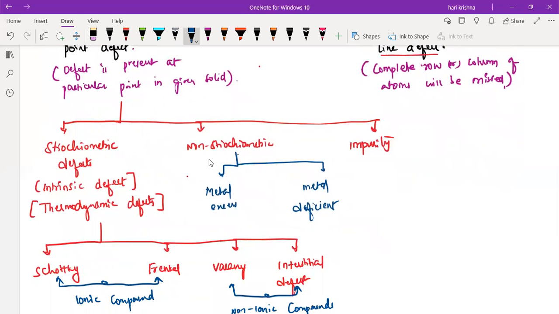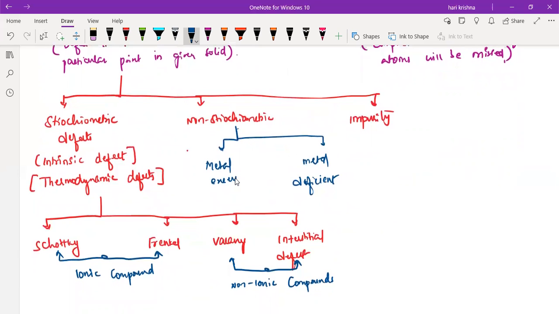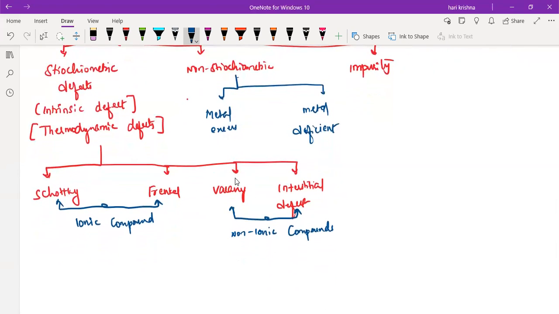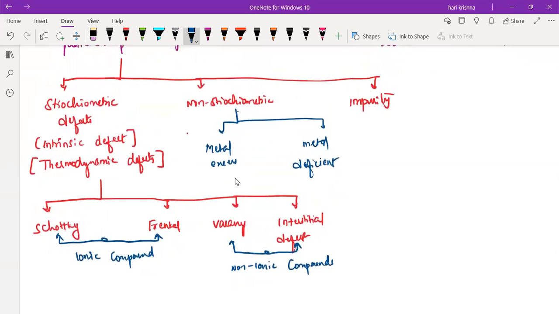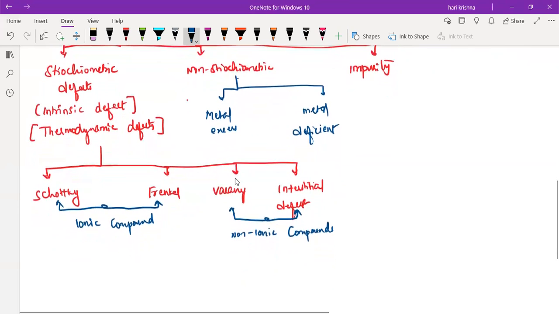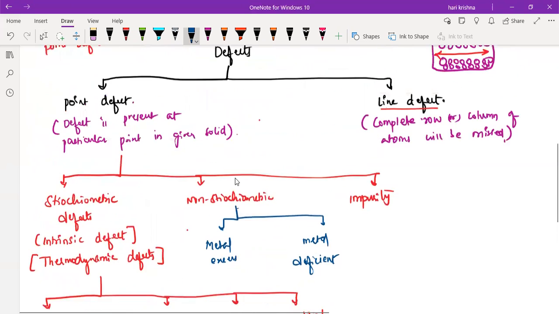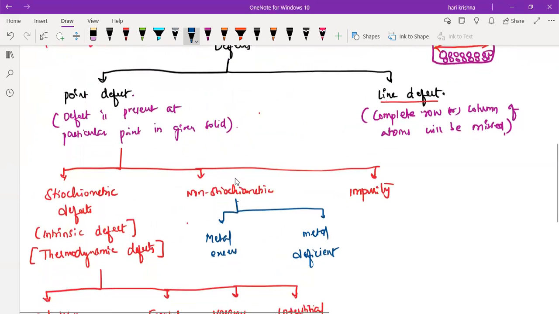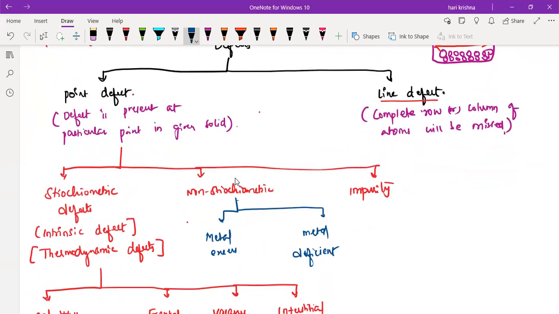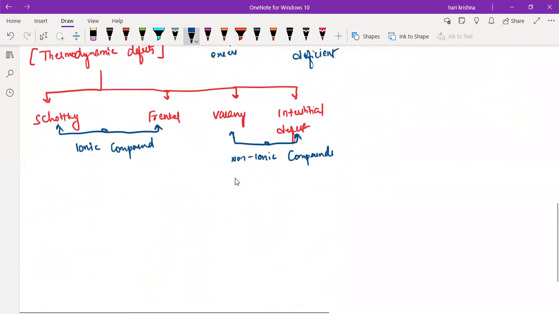Again, stoichiometric has four different types: Schottky, Frenkel, vacancy, and the interstitial. Schottky and Frenkel are only shown in the ionic compounds. Vacancy and the interstitial are shown in the non-ionic compounds. Okay, non-stoichiometry, again two types: metal excess, metal deficiency. So any doubts in this chart? Again, we'll study each and everything individually. Don't worry about that. If you have any doubts in this, you can ask me, I'll tell you. Any doubts?